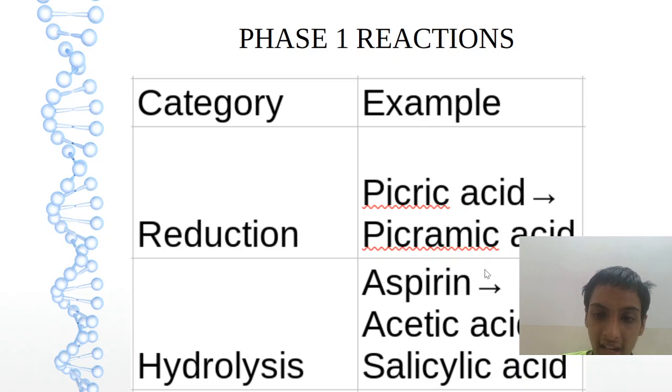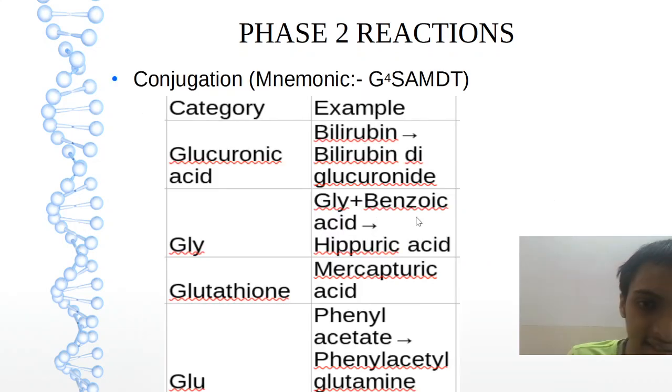Hydrolysis is breakdown. Aspirin, what is the composition of aspirin? Acetyl salicylic acid. It's very easy. Just break down that acetyl salicylic acid into two parts. That's all. Into acetate and salicylate. Now we'll discuss last one, phase 2 reaction.